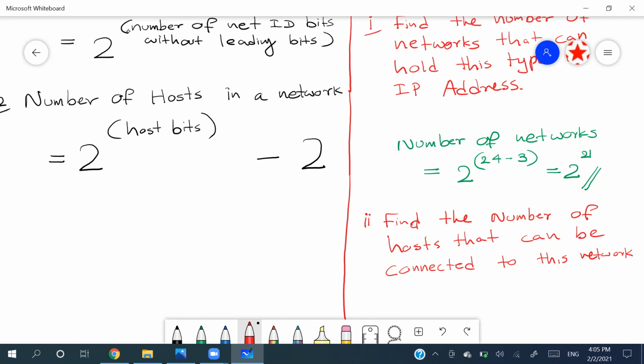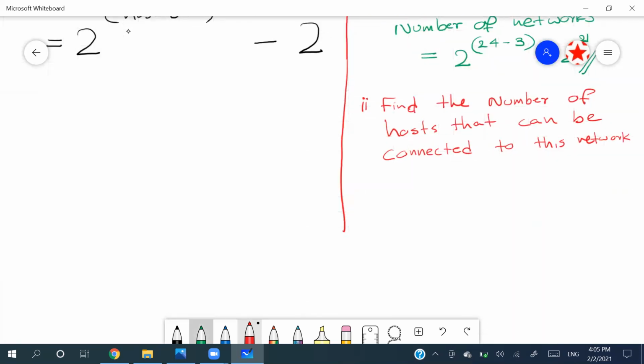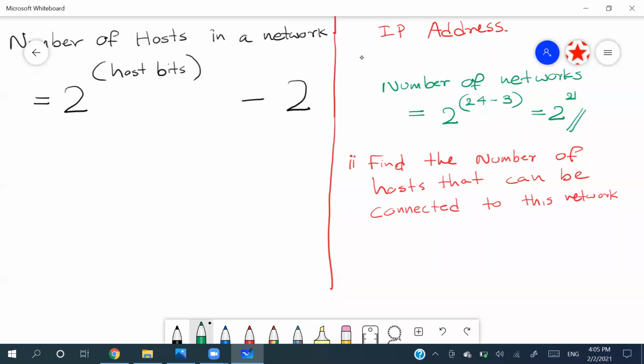Right. So it's a very easy thing to do. Now we know the answer. So how is it going to be? It's going to be equal to 2 to the power host bits minus 2.